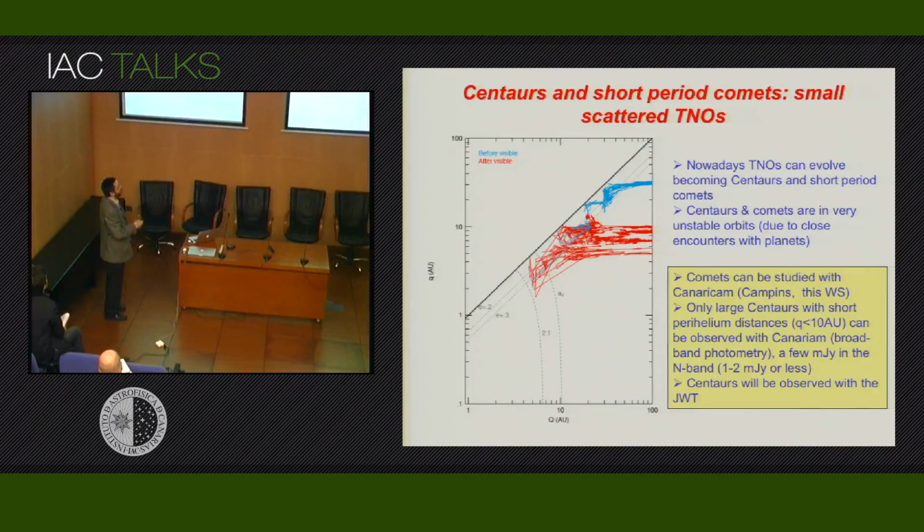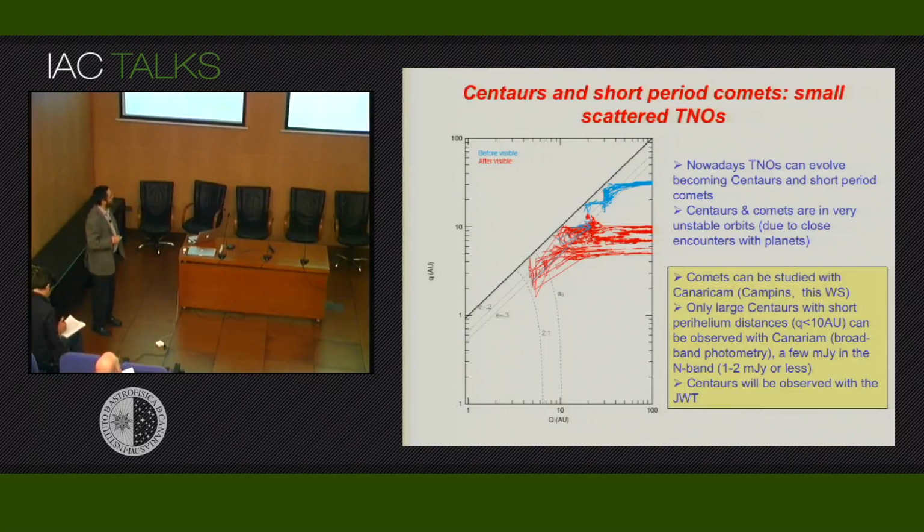But we can also observe some centaurs. But again, as the centaurs we have are smaller than the big trans-Neptunians, the fluxes we can obtain are only a few millijanskys in the N band, a little bit more in the Q band. We can do some photometry. No way to do spectroscopy, but something can be done.